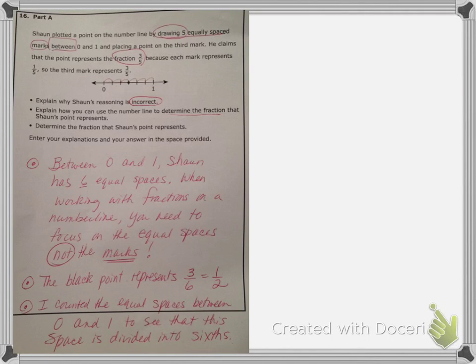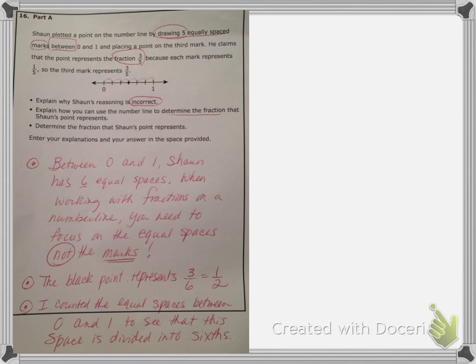Okay, hello 4-0. Now we have Sean who plotted a point on the number line by drawing 5 equally spaced marks between 0 and 1 and placing a point on the third mark. He claims that the point represents the fraction 3/5 because each mark represents 1/5. So the third mark represents 3/5.